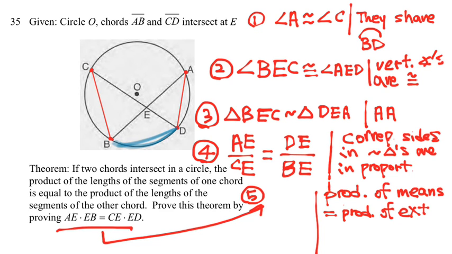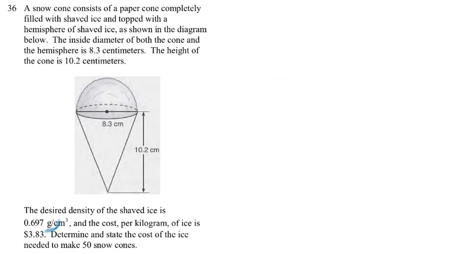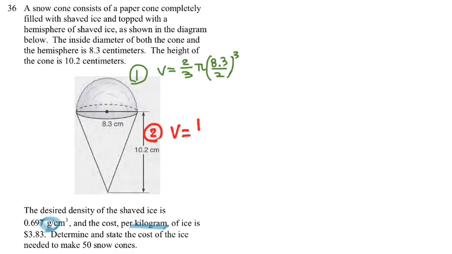Alright, let's move on to the next question. So number 36. It's a long question. It's another density question. We need to first find the volume. In order for us to find the volume, we need to figure out the radius as well. And first, let's try to find the volume of the hemisphere, which will be 2/3 instead of 4/3 because we have half of the sphere. Now, 8.3 divided by 2 is the radius. And we have to cube it because it's supposed to be 4/3 pi r cubed. But in this case, 2/3 pi r cubed.